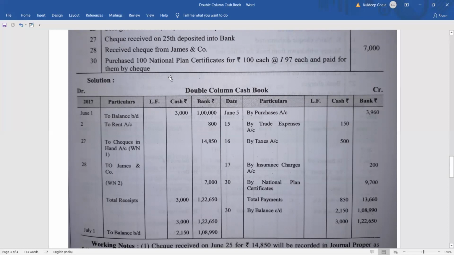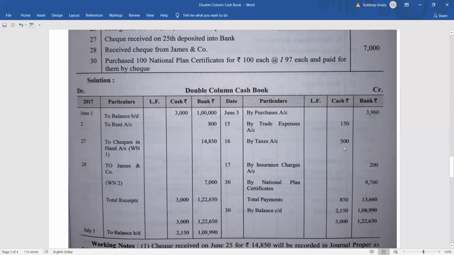By investment account you can write, or by investment in National Plan Certificate you can write, or you can write simply by National Plan Certificate. That will also be correct. Okay, so by National Plan Certificate, how much? 9,700 rupees in the bank column. Why? Because the payment has been done through check.